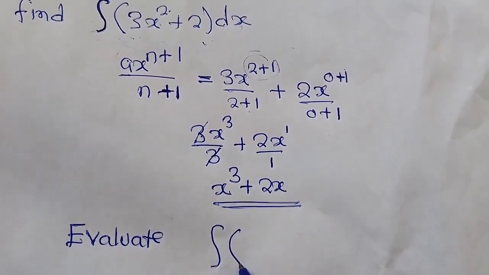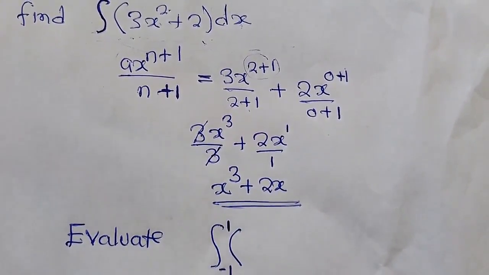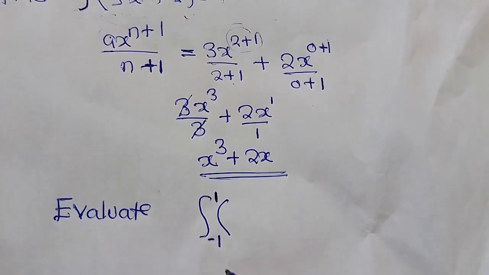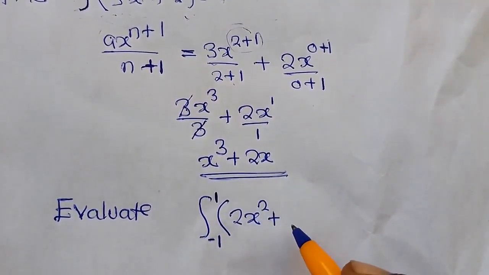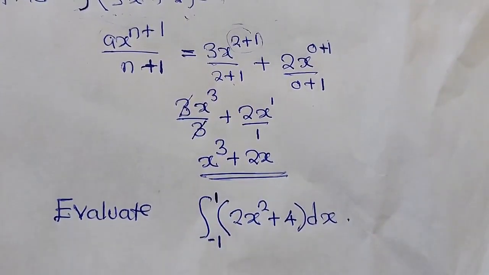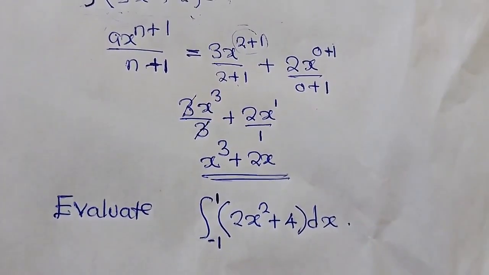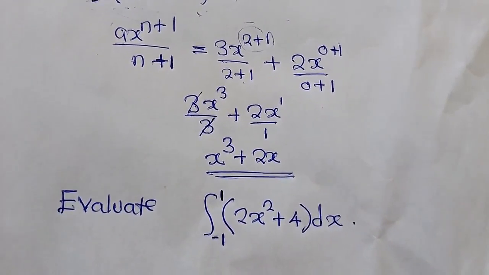Evaluate, you are given something like this. Here they put a 1, here they put -1. Have you seen the way this one is? Then they will say 2x squared plus 4. Then they do this. They are saying evaluate this. So how can you evaluate this? All these are examination standard questions.